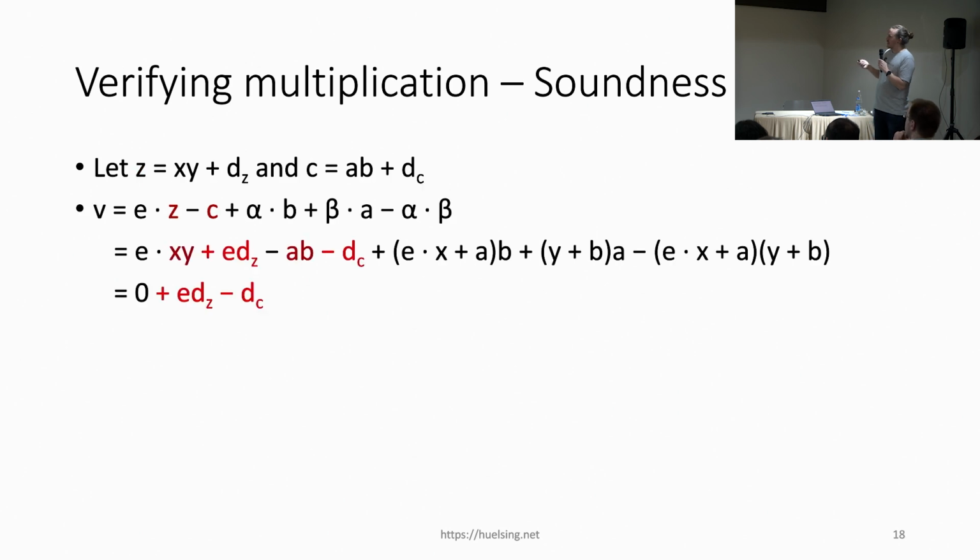So let's assume that z can be written as x times y plus some difference dz. And for c we have the same with the difference dc. Then you can trace this through the computation and you will get that v is e times the difference in z minus the difference in c.